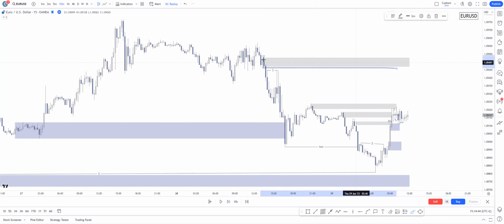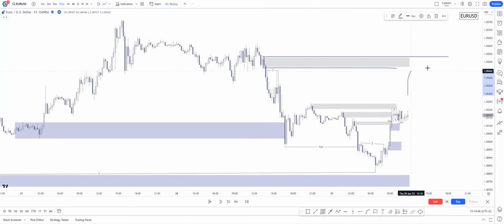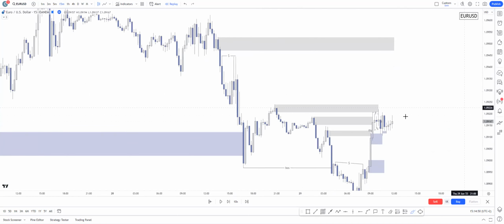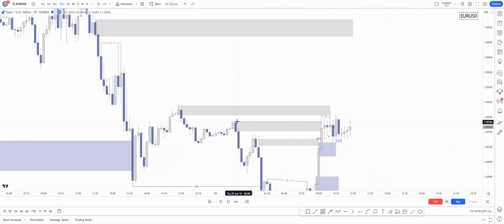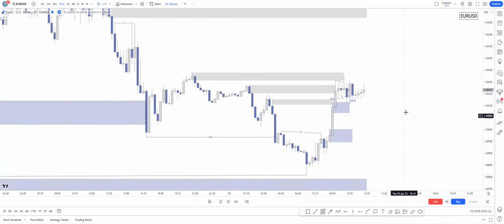So I was expecting a mitigation of this supply zone, and maybe after this supply zone mitigation, we could see a bigger pullback to the downside. But after the flip of this zone, which actually happened right here, as you can see, a 15-minute candle closed above this zone, and actually after this weak reaction on this supply area, I was looking for longs.